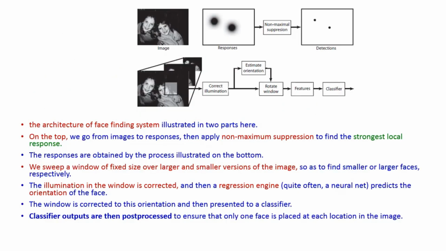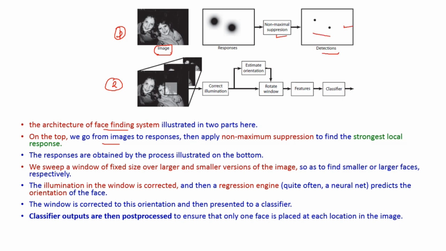And this is the architecture of the face finding system. There are two parts, first part and this is the second part. In the first part, the original image is given to non-maximal suppression to detect the faces, that is, the location of faces in the image. That is the first part.